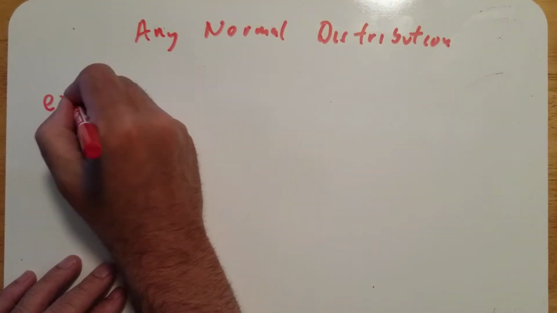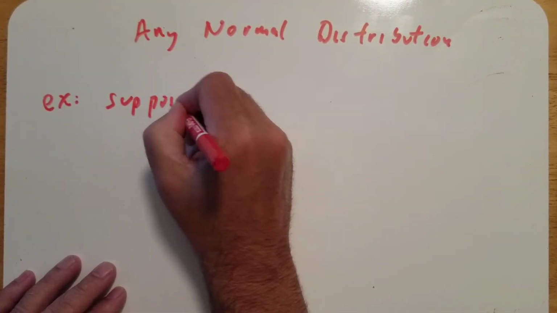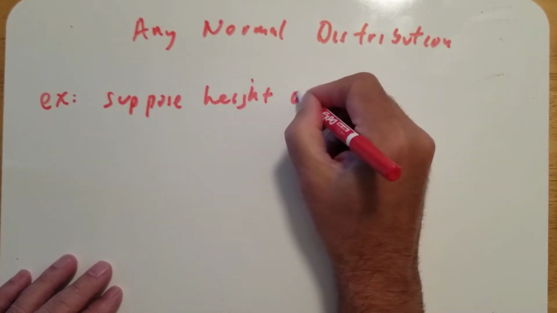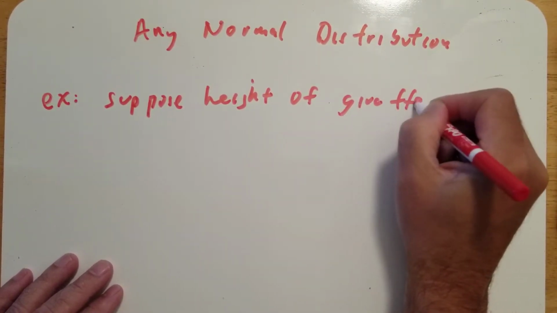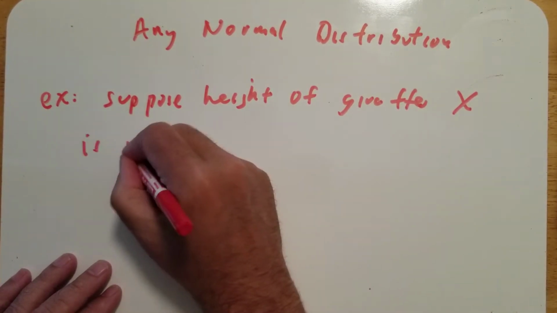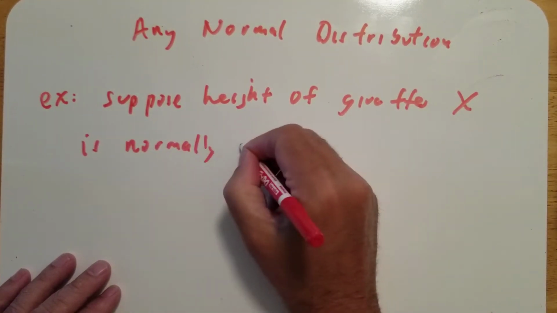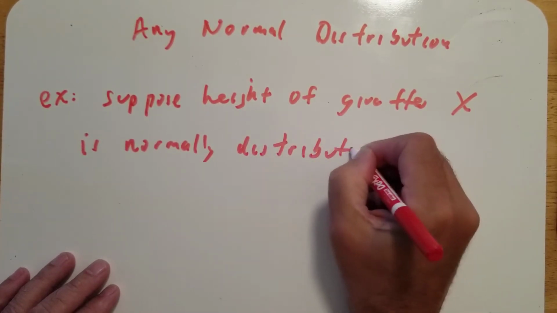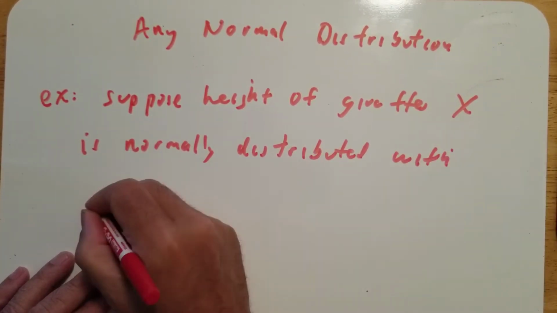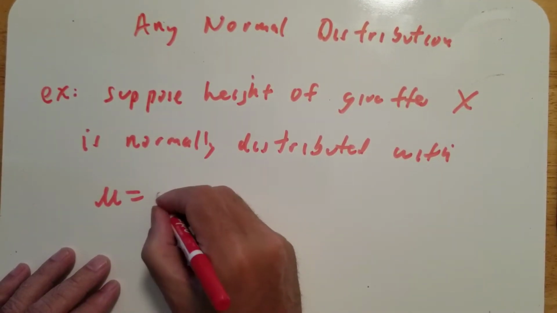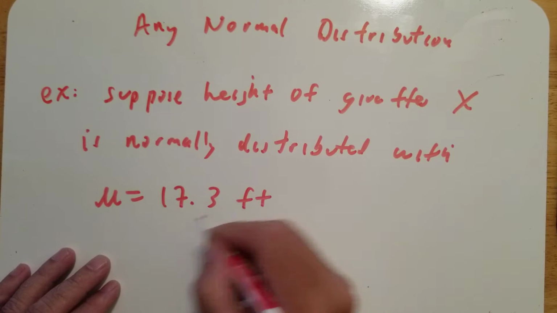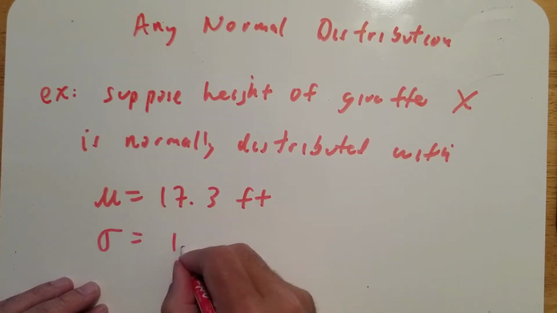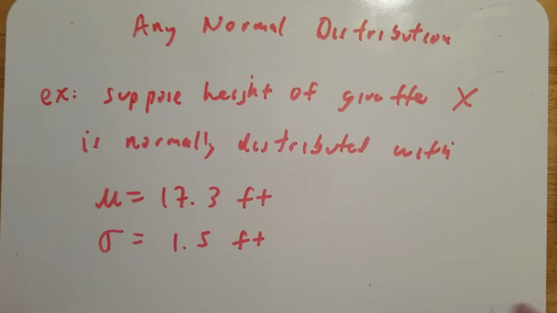So for example, suppose the height of giraffes, x, is normally distributed with mean mu equal to, say, 17.3 feet and a standard deviation equal to 1.5 feet. So questions can be asked about probabilities here using the normal distribution curve and normal CDF.